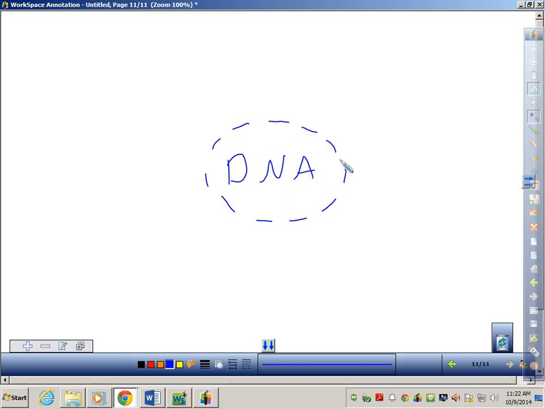Does it look like it can fit through this nuclear pore? Wait, how about that one? Can it fit through there? No, DNA is too big. So DNA will never leave the nucleus unless something goes terribly wrong with your cell. So these are nuclear pores. And because DNA is too big, it has to be copied onto a smaller structure called RNA. And RNA can fit through a nuclear pore out into what's known as the cytoplasm.